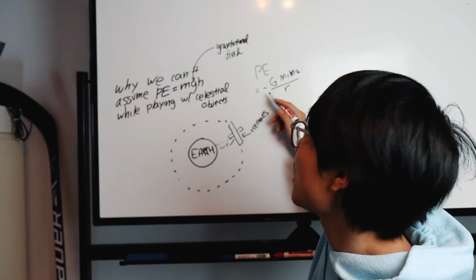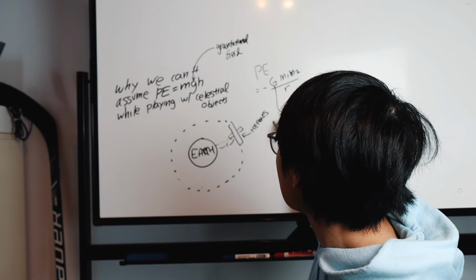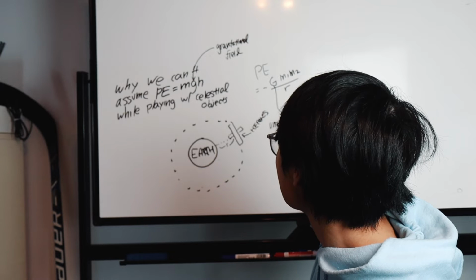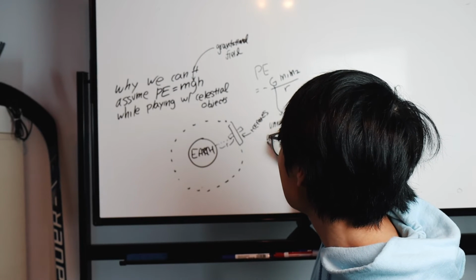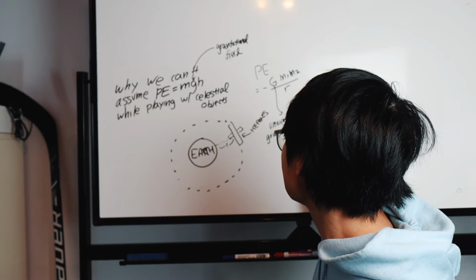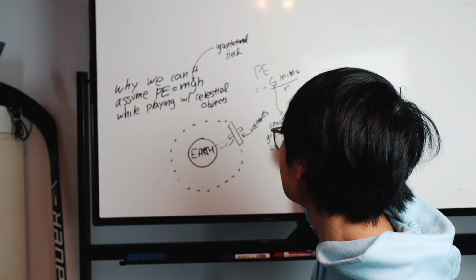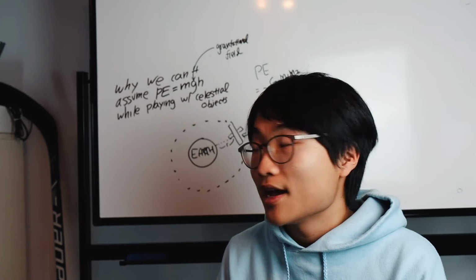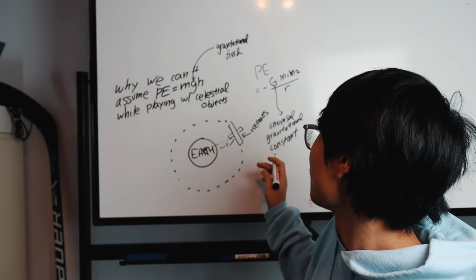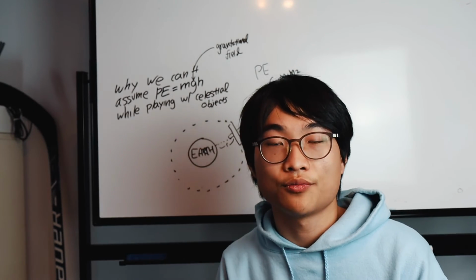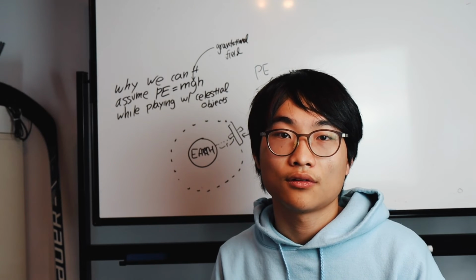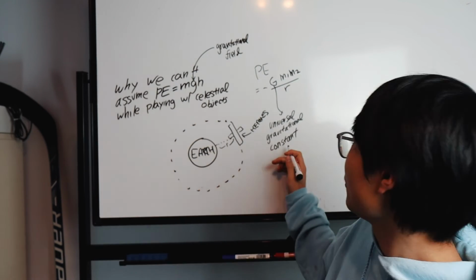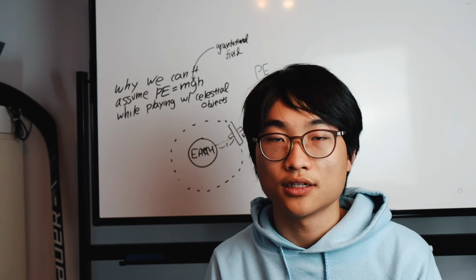G, the big G in this case, is called the universal gravitational constant, which is applicable to every single case we're going to deal with. Now, as I said, the universal gravitational constant is like Avogadro's number. It is insanely small.